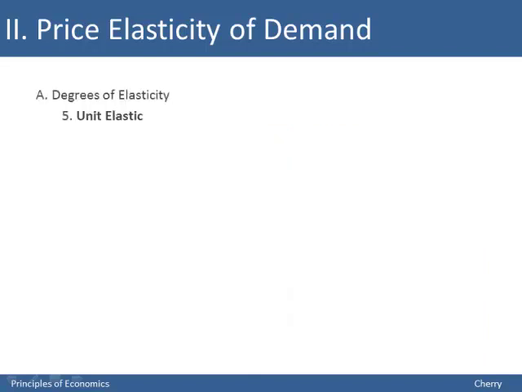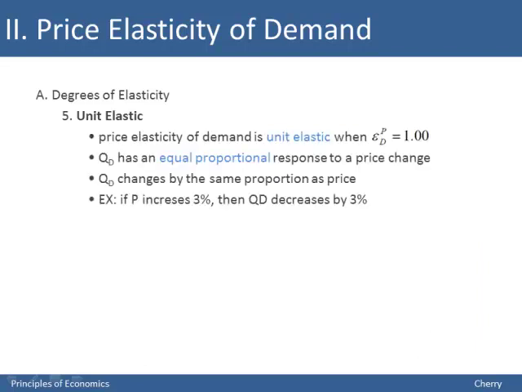And then the fifth and final category of elasticity is something called unit elastic. It's also a special case, and it's the switching point between elastic and inelastic. That's when the price elasticity of demand is equal to 1. What this indicates is that quantity demanded will have an equal proportional response to the price change. So quantity demanded changes in the same proportion as the price change. For example, if price increases by 3%, quantity demanded is going to decrease by 3%. They move in the same proportions.